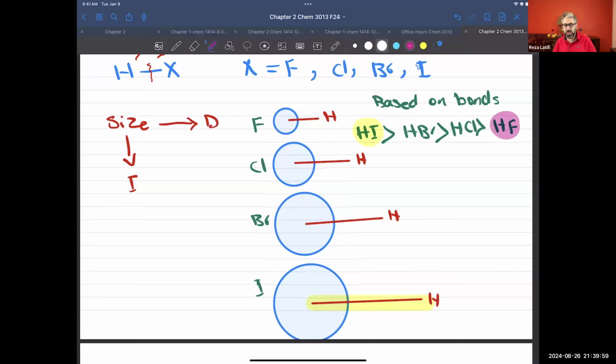Now what will happen if you break those bonds? If you break them, those 2 electrons will be taken by the anion.